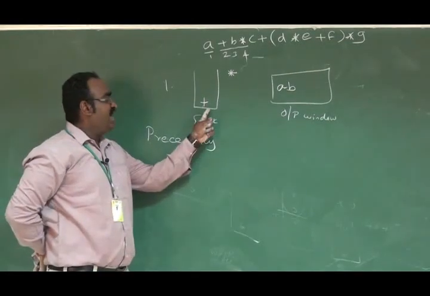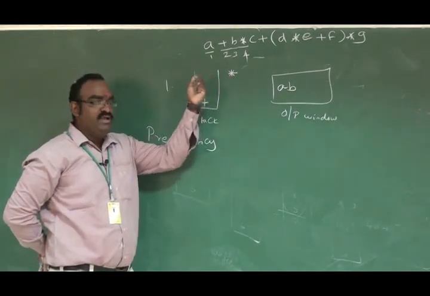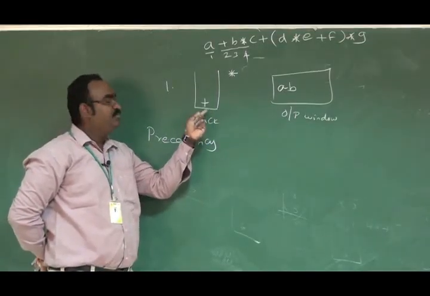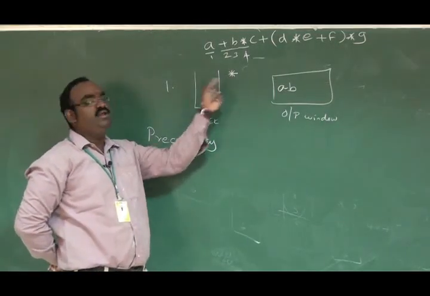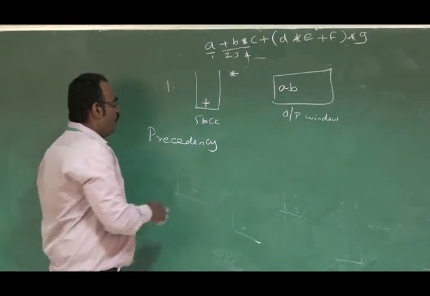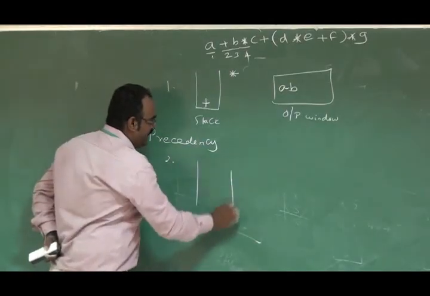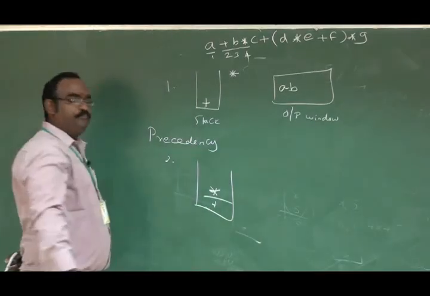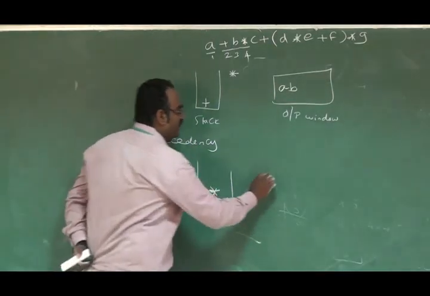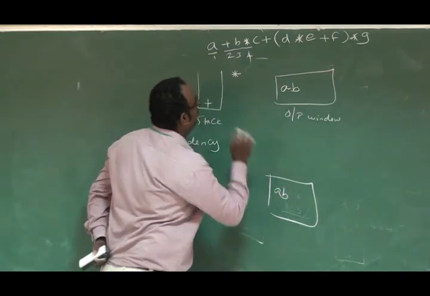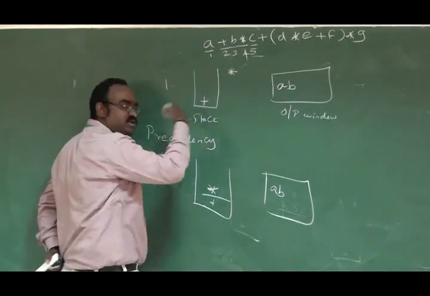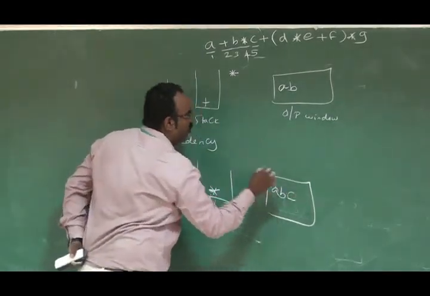Now the stack has plus, and the incoming operator is multiplication. But what is the stack operator's precedence? Plus has much lower priority than multiplication. So there is no problem in this step, and we can directly push multiplication into the stack. Now the output window is A and B. Right. Now what is the next value? The fifth is C. C is directly moved to the output window.